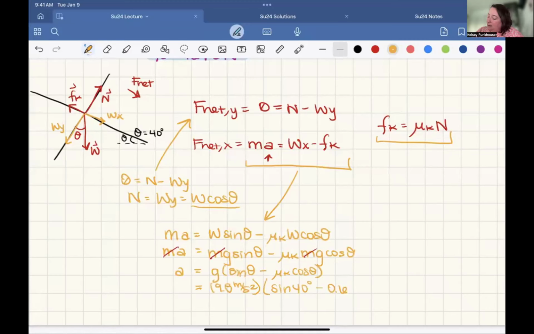And that is, no units on that. 9.8. Oh no, see, I was writing it again. Then just times cosine of 40 degrees. So this gives us an acceleration of 1.8 meters per second squared.